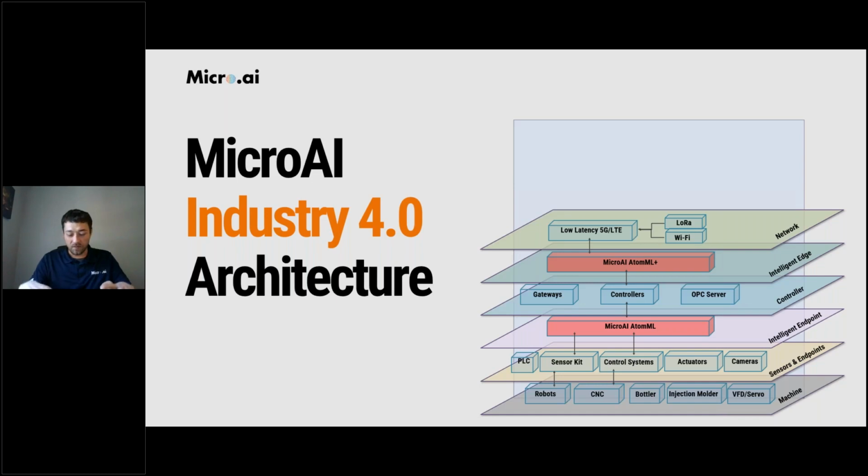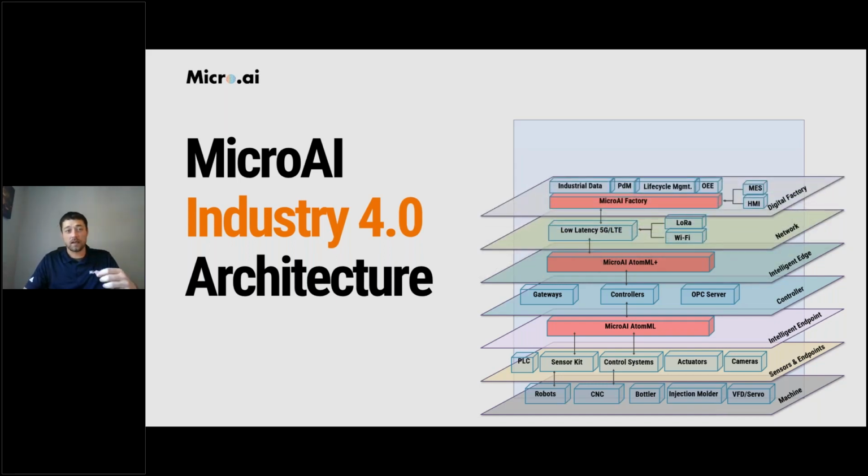Well, in a lot of the modern facilities that we've been to, they're using low latency 5G, 4G networking to get all of the data from all of this piece of equipment. And that's where our next layer of MicroAI is going to go, the MicroAI factory, the digital factory. This is going to bring in the entire line and the workflow automation and the MES data and monitor for OEE across the entire facility.